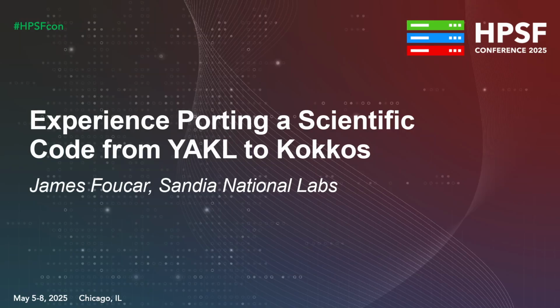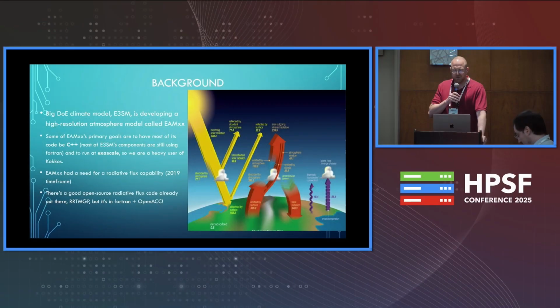So just a bit of quick background. I work with the big DOE climate model, E3SM, and specifically the high-resolution atmosphere component of it called EAMxx. EAMxx's goals are to have most of its code be C++ and to run at exascale. And so we are a heavy user of Kokkos.